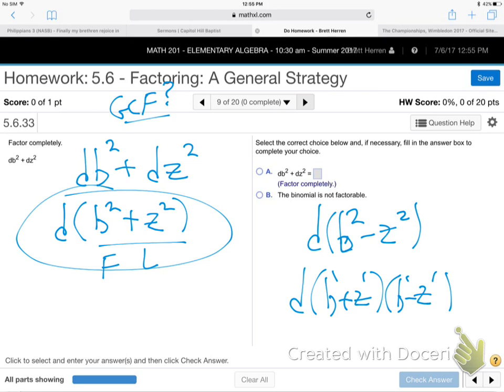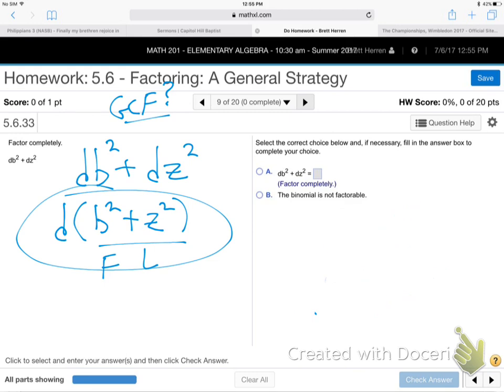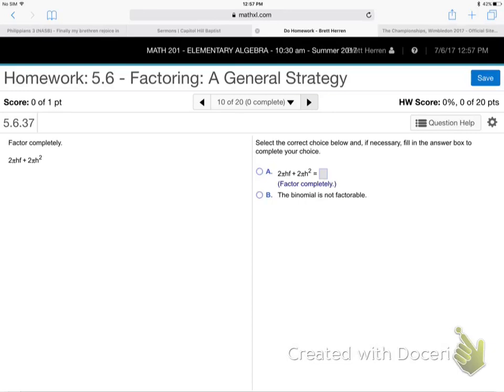Right? We all good with that? But you see the difference? Plus FL can't go further. Really important that you know that. Minus can do it, plus cannot. All the difference in the world. Okay. They're just trying to throw a weird one in there.